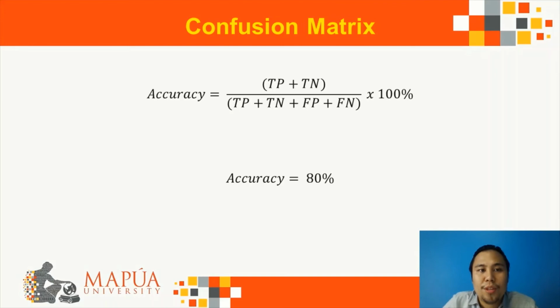To compute the accuracy of the device in determining measles rash, we use the formula: true positive plus true negative, all over true positive plus true negative plus false positive plus false negative, times 100%. The accuracy of the device in determining measles rash is 80%.